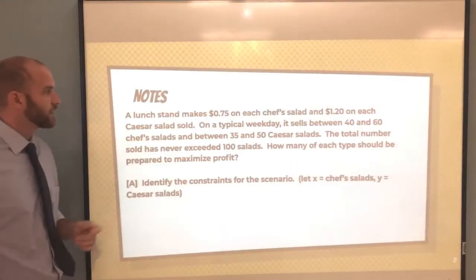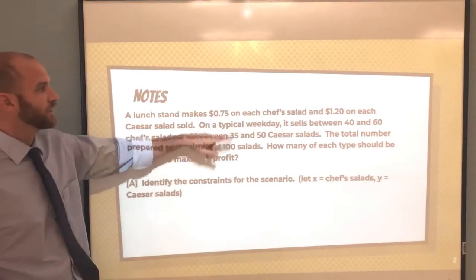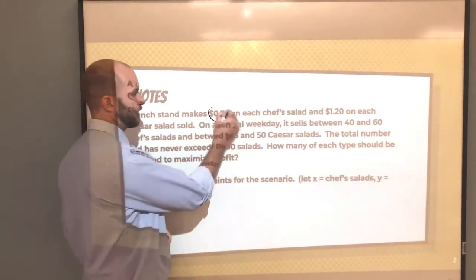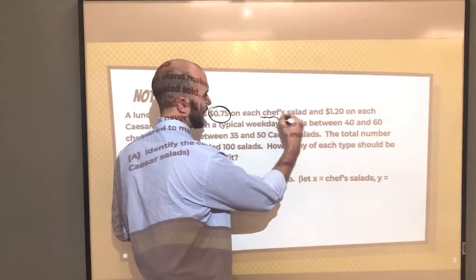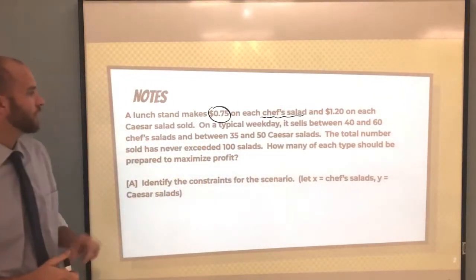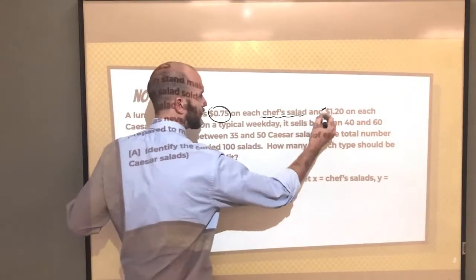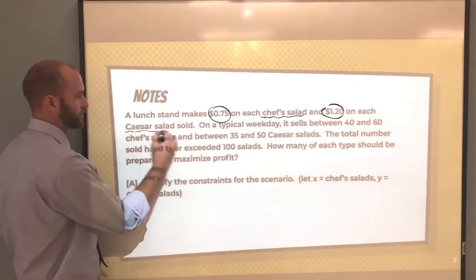The problem says a lunch stand makes 75 cents on each chef's salad. Let's circle 75 cents and underline chef salads. And $1.20 on each Caesar salad. Let's circle $1.20 and let's underline Caesar salads.